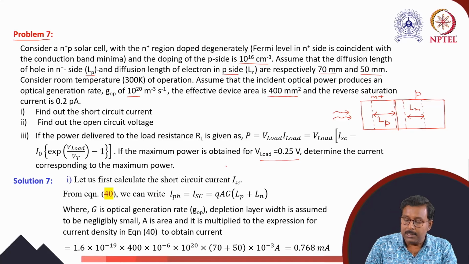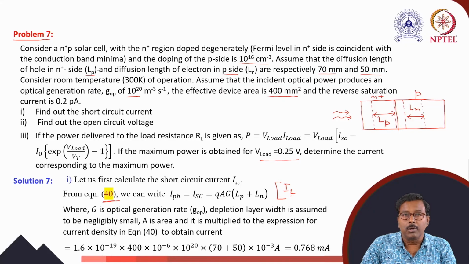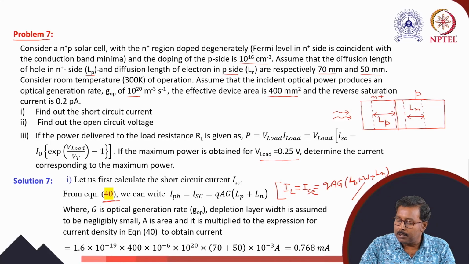So you can neglect the depletion layer width. Let us first calculate the current IL that we used in equation number 40. IL is the photocurrent here, not the load current. Be careful. IL is equal to ISC, that is Q times A times generation rate times Lp plus W plus Ln. This W is almost negligible, so this becomes QAG(Lp plus Ln). G is the optical generation rate.